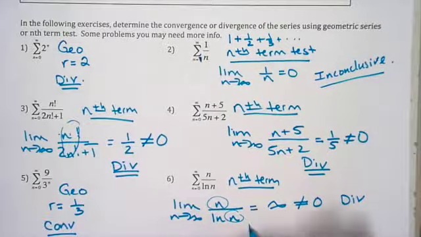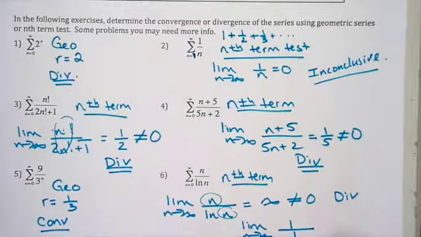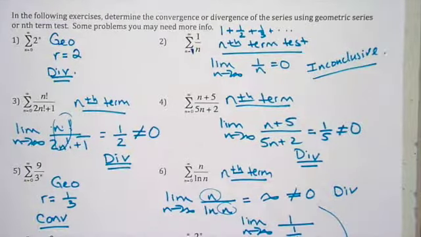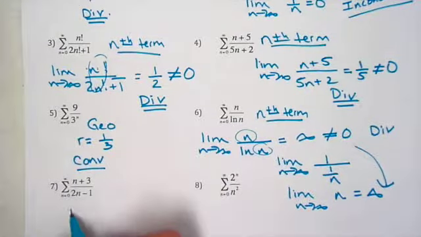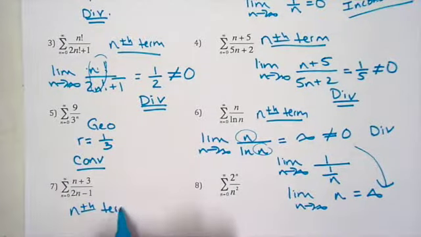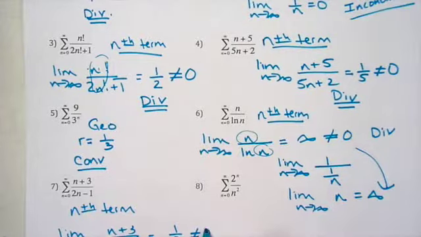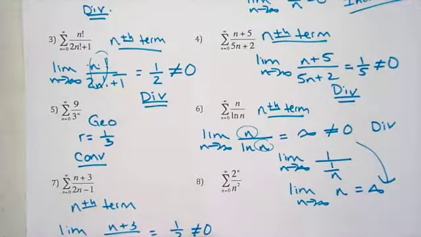If you want to use L'Hopital's rule, that's fine. I get infinity over infinity, so I would take the derivative of the top, derivative of the bottom, simplify this though, which really is n, and notice this limit is infinity, same thing that we got there. Okay, number 7, again, I'm going to be using the nth term test. Limit of the term is the ratio of the lead coefficients, 1/2, not 0, so we say it diverges.